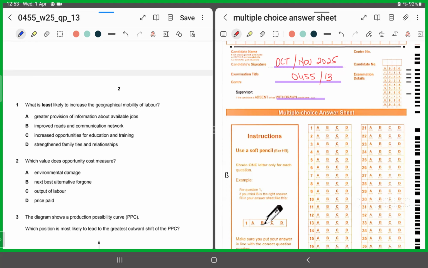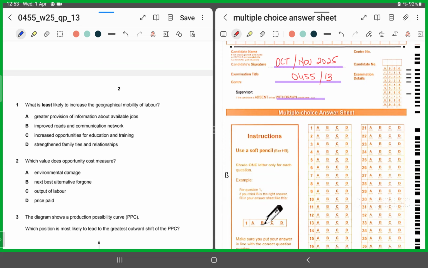A says greater provision of information about available jobs. B says improve roads and communication network. C says increase opportunities for education and training. So options A, B and C are all going to be contributing towards an increase in the geographical mobility of labor, right? All three of them will help the labor to move from one location to another. But what about option D? Option D says strengthen family ties and relationships.